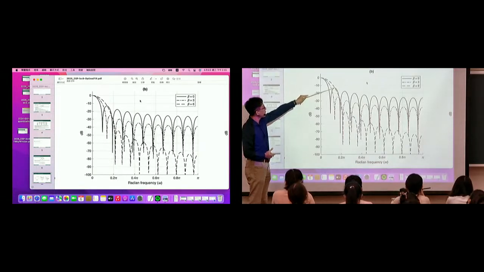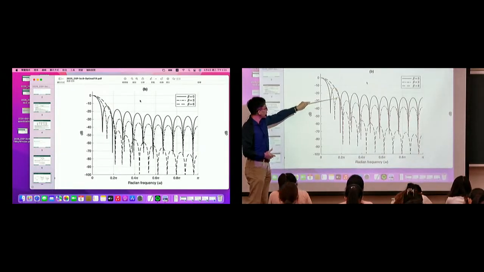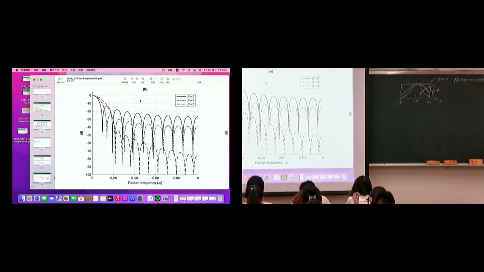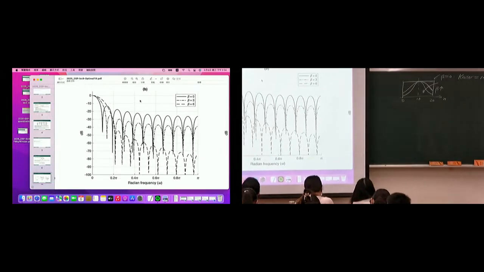So now, beta equal to 0 has a relatively high side lobe. We already know that it's minus 13 for the rectangular window, which has a 13 dB main lobe to side lobe suppression. Whereas when we increase beta, the suppression improves to something like minus 20 something. It improves, and we can further improve it by further increasing beta. So when we go to beta equal to 6, which one are we looking at?